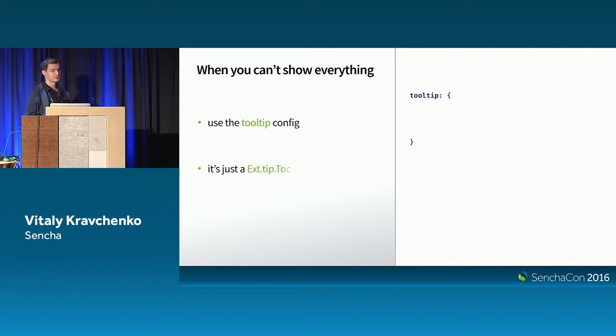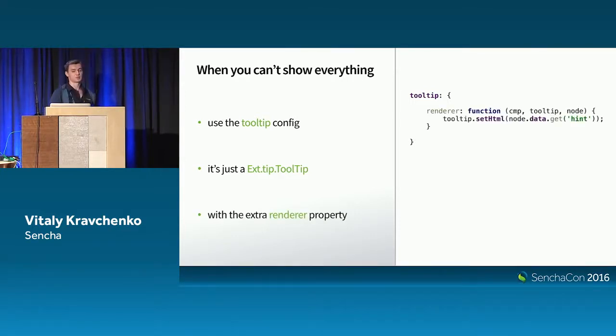It's just a regular tooltip, just like in any other ExtJS component. So all the same configs that can go into a tooltip can be used here, like show delay or track mouse. It only has one extra property, and it's the renderer function. It's meant to fetch the data from your model and set the tooltip's HTML. So in this case, we're fetching the value of the hint field from the model.